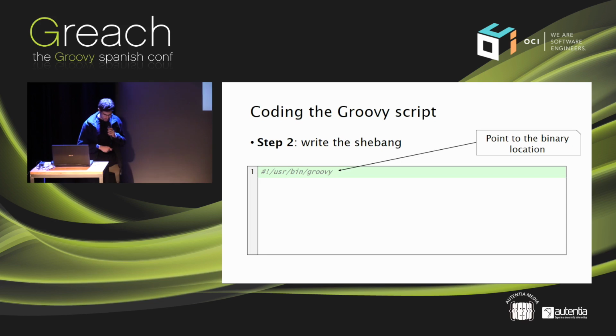And then we write the shebang. The shebang is #! (hash plus exclamation mark), which allows the system to recognize the program that will execute the script in Unix-like environments. So we point it to the binary location of Groovy, which for my example is /usr/bin/groovy. And you point it to wherever you have the Groovy binary.